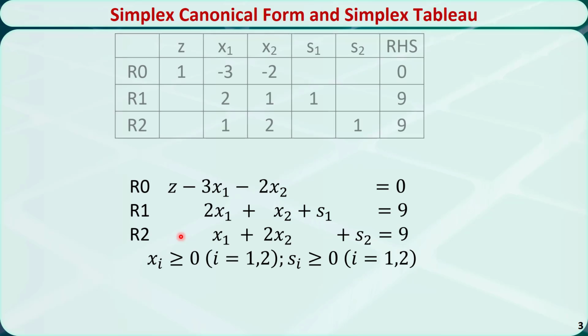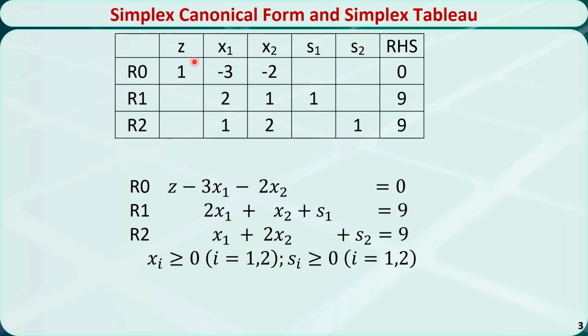We can put this canonical form in a table. These are the variables z, x1, x2, s1, s2, and the right-hand side. We write the values of the parameters in the corresponding cells in the table. For example, the coefficients of the variables in row 0 are 1 for z, minus 3 for x1, minus 2 for x2, 0 for s1, 0 for s2, and the right-hand side is 0. We do that for row 1 and row 2 as well. Finally, this is called the Simplex Tableau.